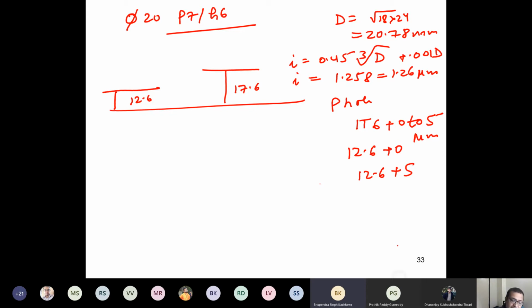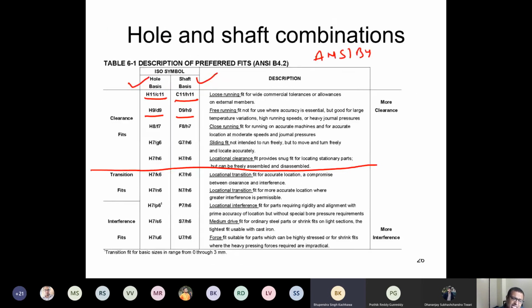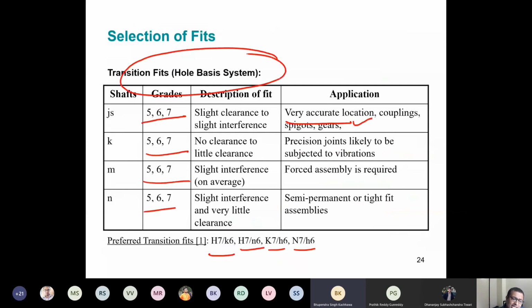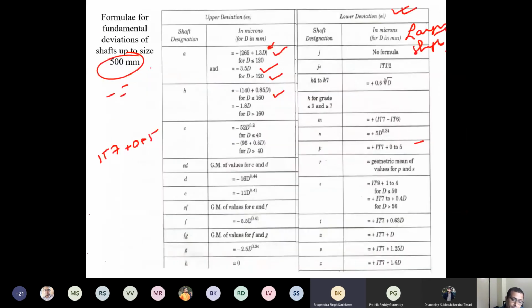What is this? Is this ES or EI? So this is ES or EI. Which one is this? What is the fundamental deviation? It has to be exactly opposite of, so let me go ahead and see here. Here it is EI. So for shaft it should be ES. You see, this fundamental deviation is EI.